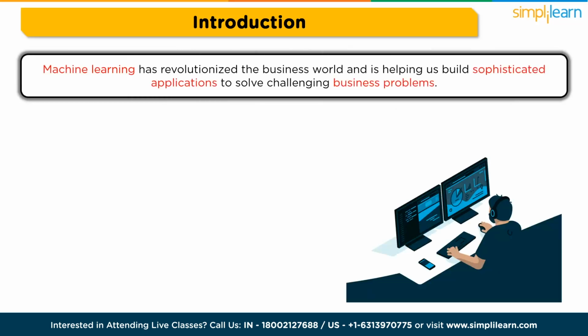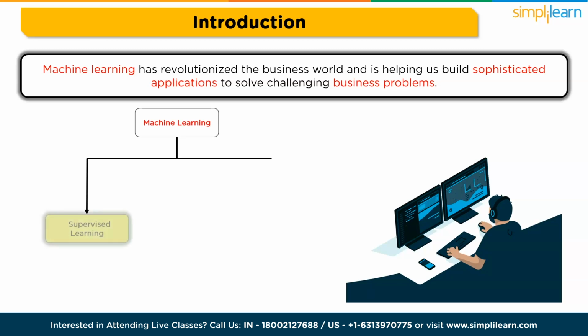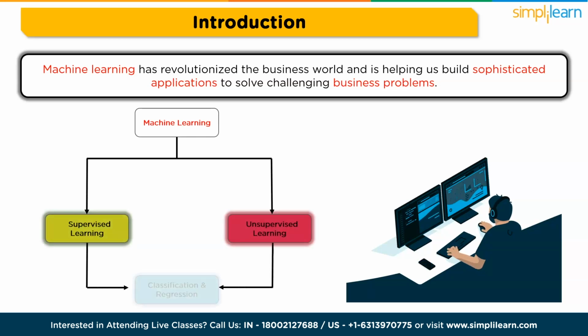Machine learning has revolutionized the business world and is helping us build sophisticated applications to solve challenging business problems. Using supervised and unsupervised machine learning models, you can solve problems using classification, regression, and clustering algorithms. In this video, we will discuss a supervised machine learning algorithm in Python called logistic regression. Logistic regression can be used to solve both classification and regression problems.